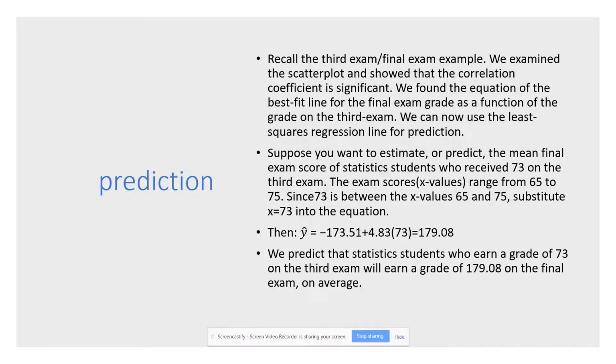One thing you need to be careful about is the exam scores, which were the X values for the third exam, ranged between 65 and 75. I cannot predict values under that 65 or over that 75 because my range wasn't that long.